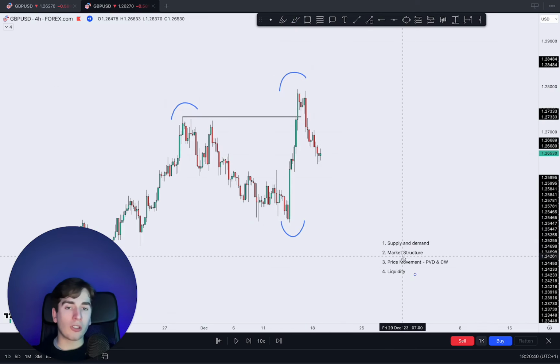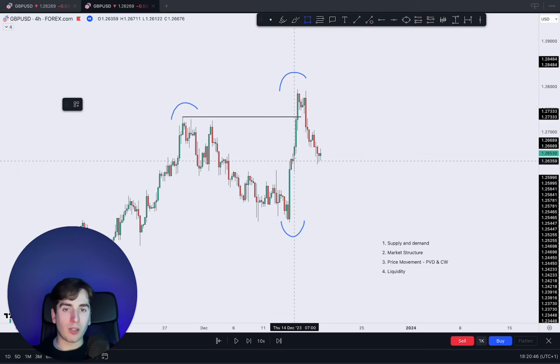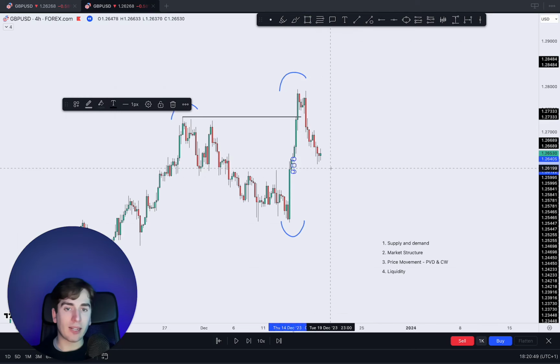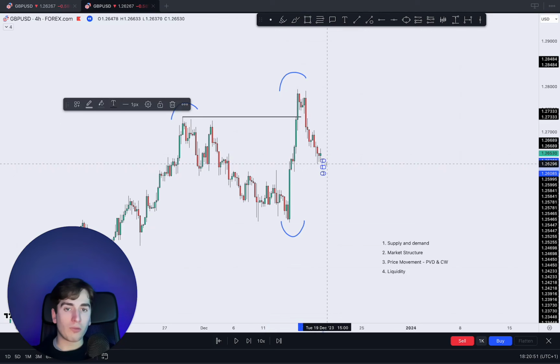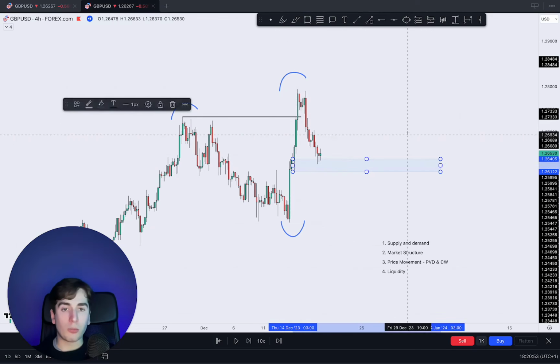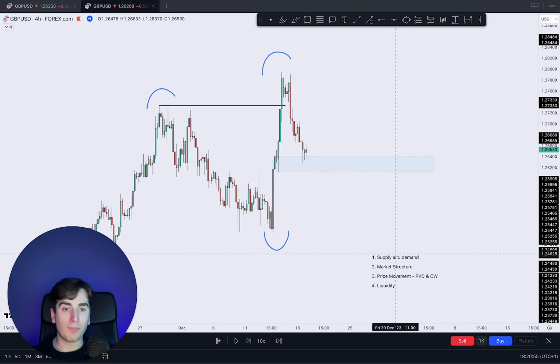So market structure is bullish, swing wise, right? Now, moving on towards supply and demand. Where do we have demand? We have demand located over here inside this sell candle. So this is our area of demand from where I expect price to provide us with a potential reaction.